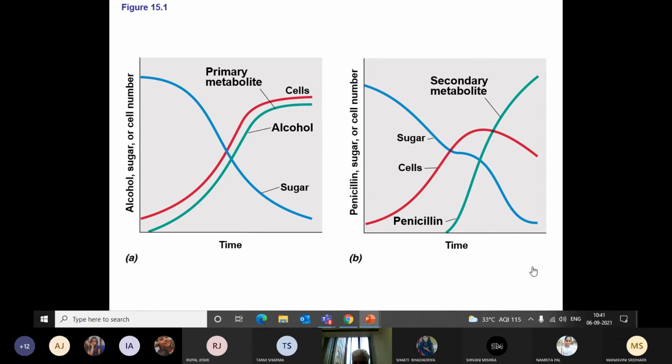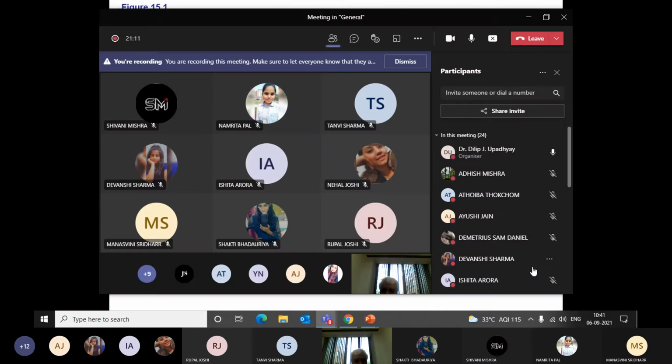Let me ask name-wise. I think you all are not volunteering. Okay. Rupal, are you there? Looks like she's not there. Tanvi, Tanvi Sharma. Okay, you are there, right, Tanvi?